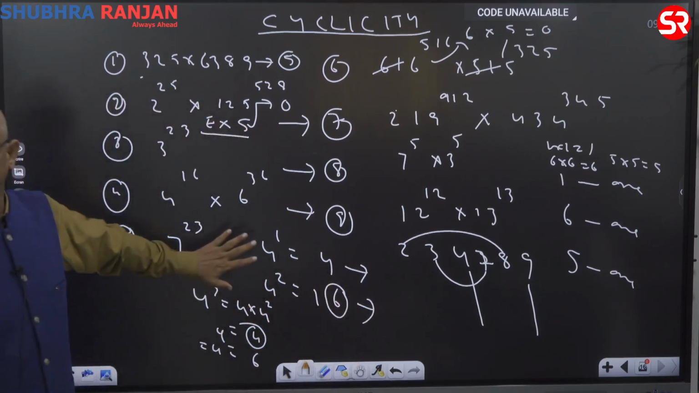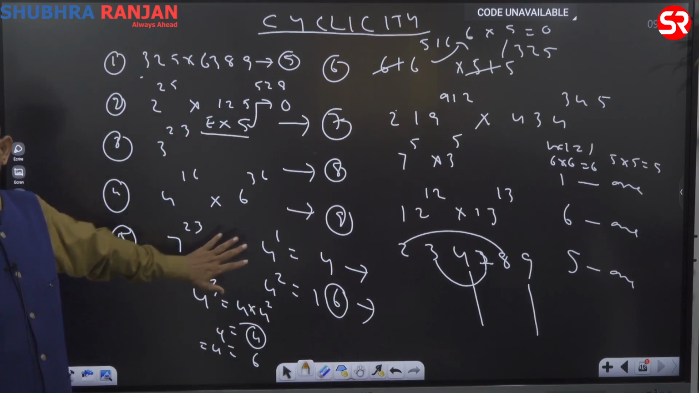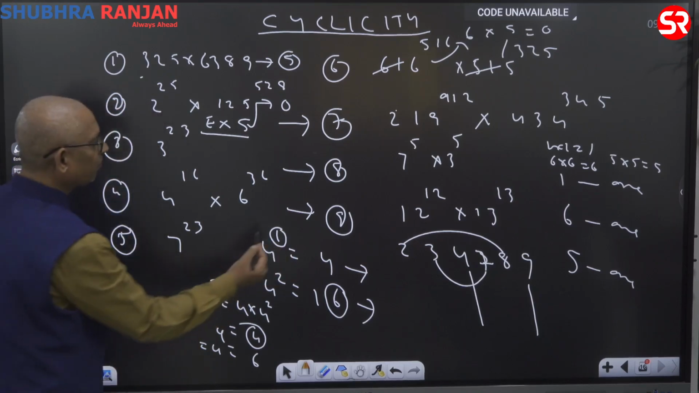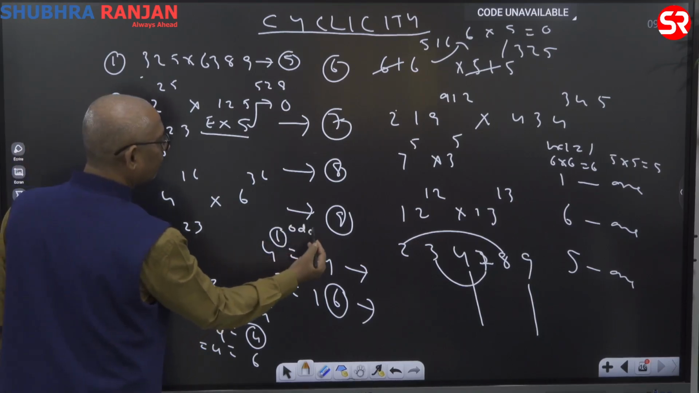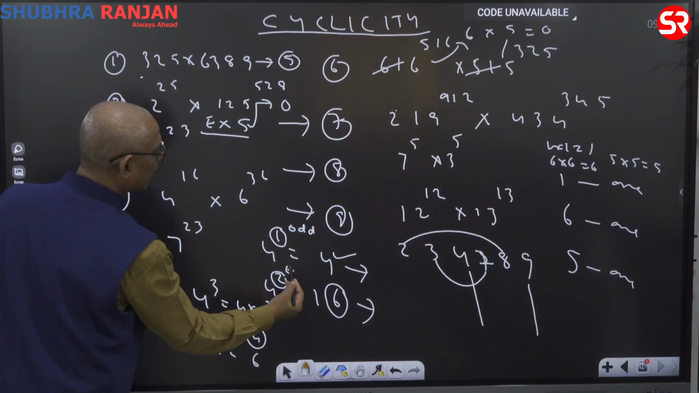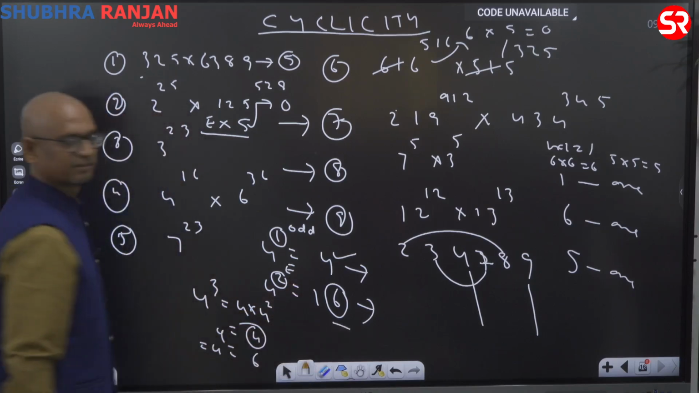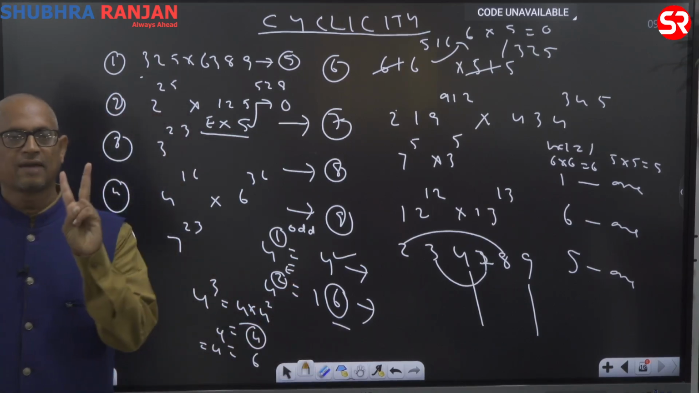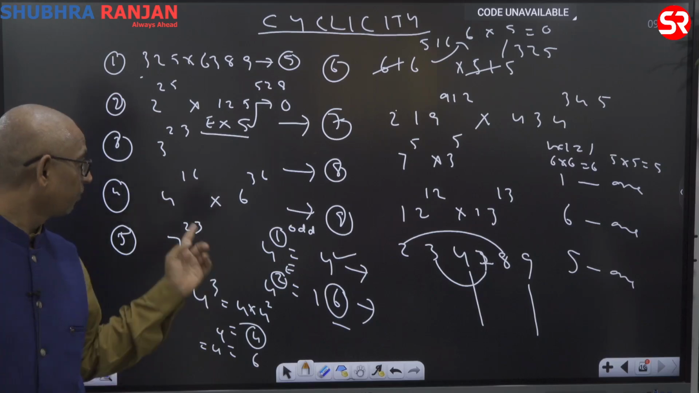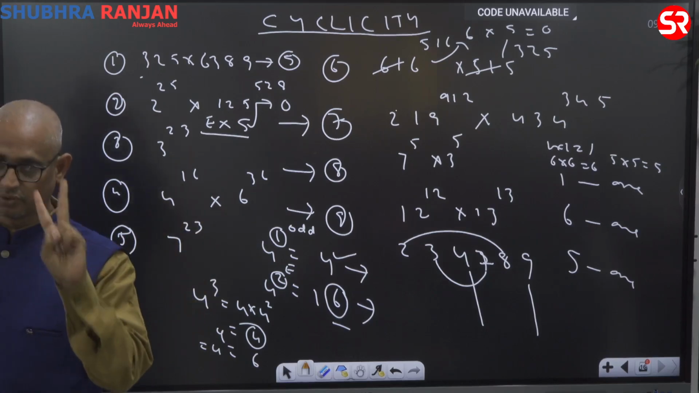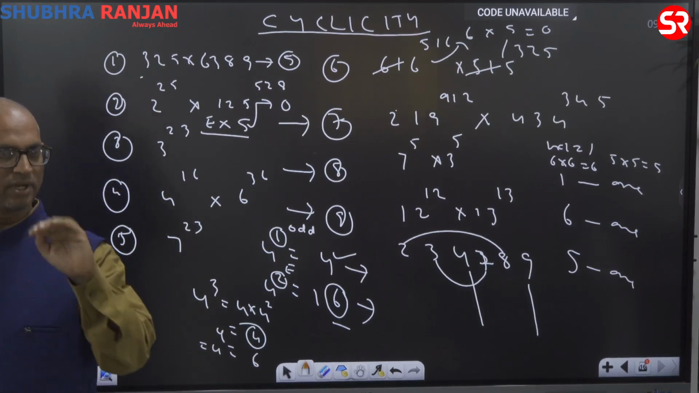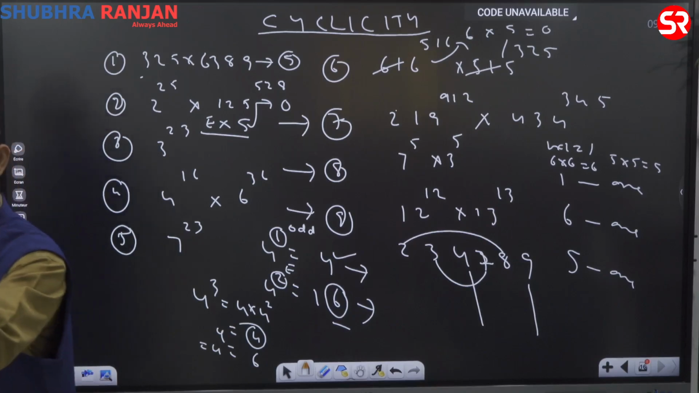So 4 power 1 is 4, 4 power 2 is 16. From this we came to a conclusion: 1 is an odd number, so 4 power odd, you will get the same number, and 4 power 2 is even, so you will get the linked number. 4 and 9 are having cyclicity 2. If the power is odd, you will get the same numbers. If the power is even, you will get the linked numbers as the answer.